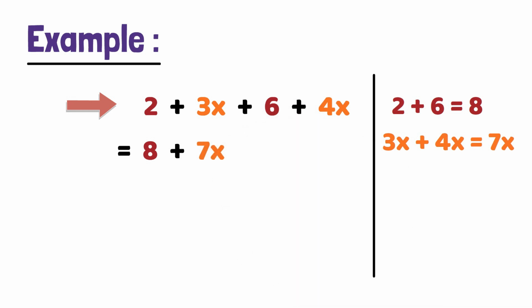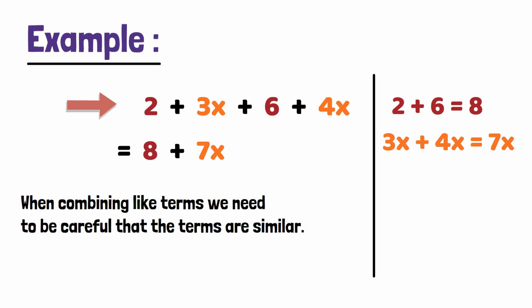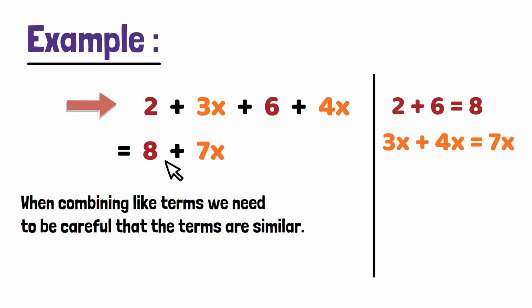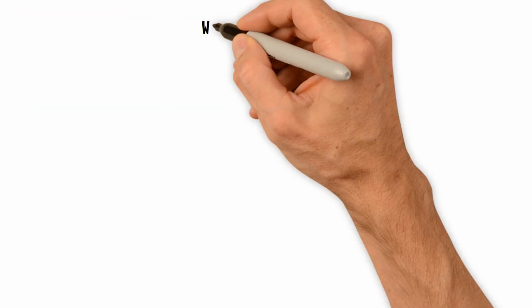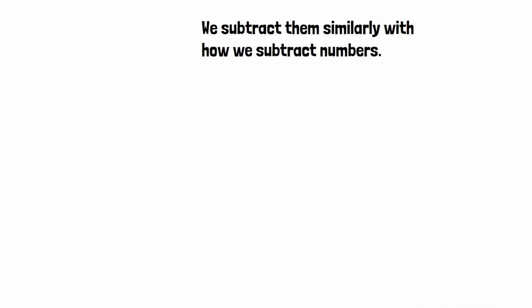We cannot combine 8 with 7x as they're different terms. They're not like terms. When combining like terms, we need to be careful that the terms are similar. Since 8 does not have a variable x, we cannot simplify 8 plus 7x any further. The same idea is also true when we have to subtract like terms. We should subtract them similarly with how we subtract regular numbers.